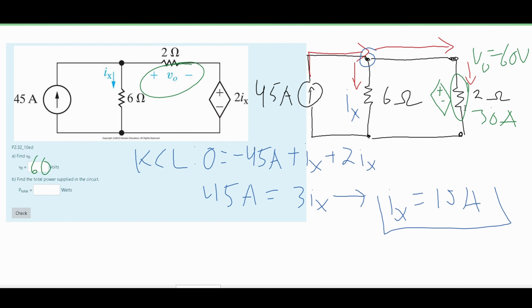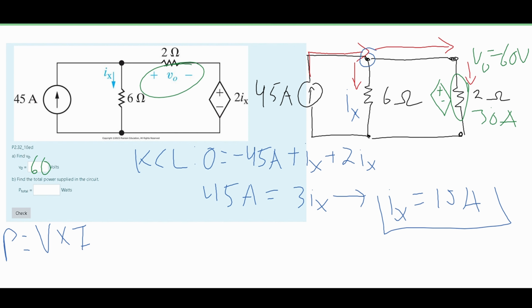For part B, we are told to find the total power supplied in the circuit. So we need to use the power formula, which is voltage times current. And this is the voltage of the system times the current of the system, since we're looking at the total power supplied in our circuit. So we need to know the max voltage. We have two parts at which our voltage flows through. It's going to be this resistor and this far resistor right here. We know the voltage of our far resistor is 60 volts.